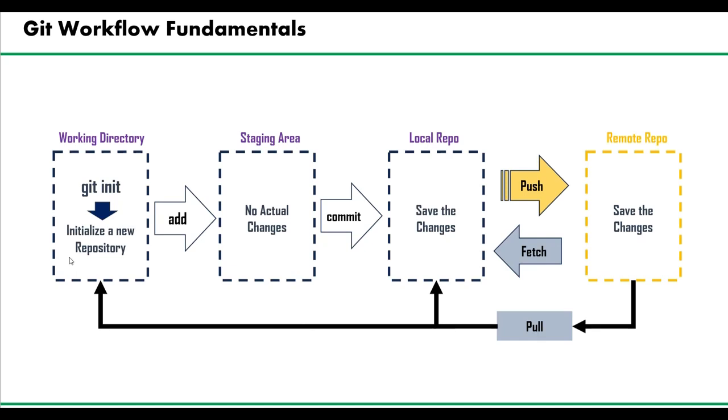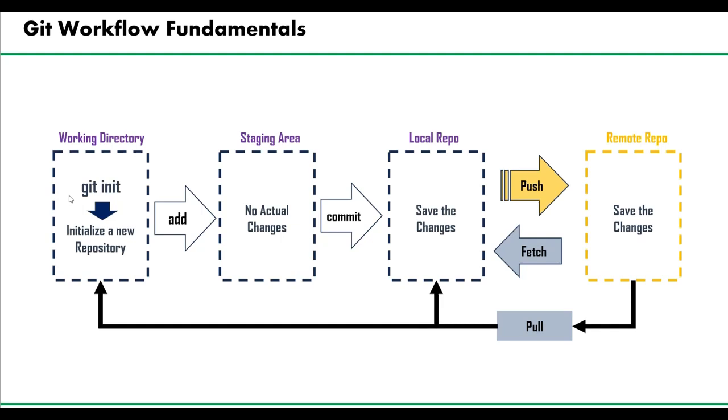So the pull command is especially useful for quickly updating your local branch, or let's say working directory, with the latest changes from the remote repository. So in general, we use git pull when we want to both fetch changes from the remote repository and apply them to our local working directory.